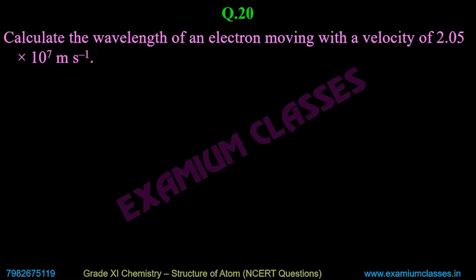So should we use the E equals hv formula? No. De Broglie's equation you will use. Okay, I'm just showing that lambda equals h by mv. You have to use it and get the answer. Make sure that you are using the correct units.